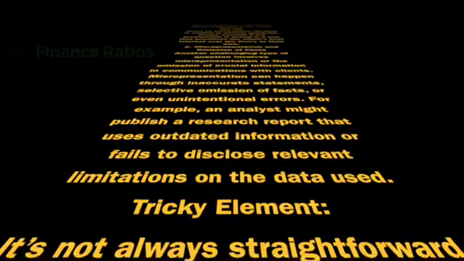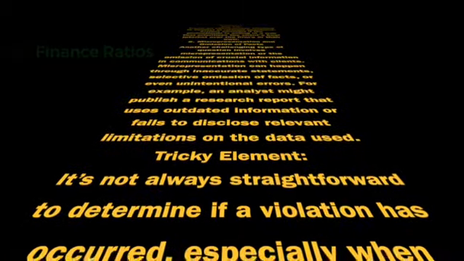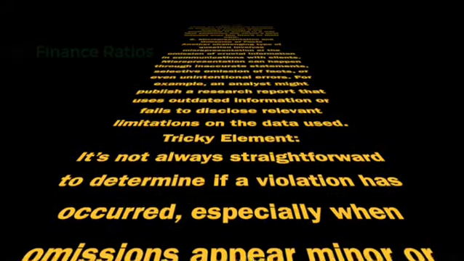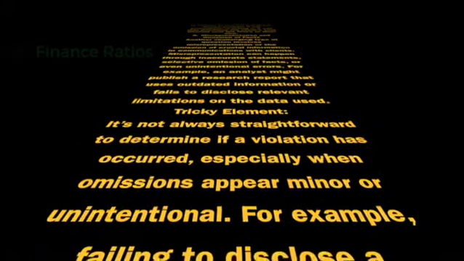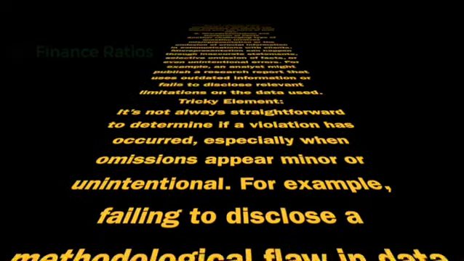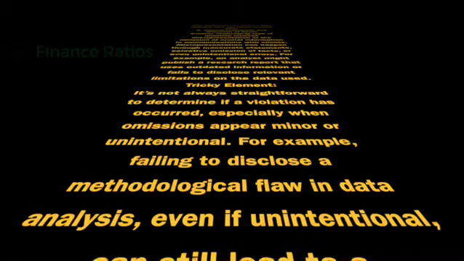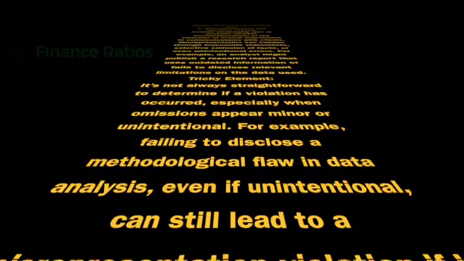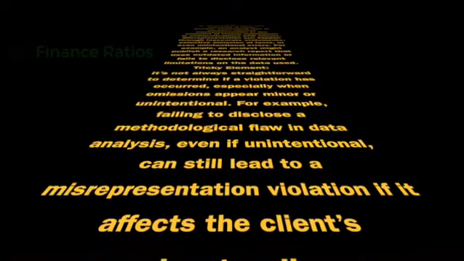It's not always straightforward to determine if a violation has occurred, especially when omissions appear minor or unintentional. For example, failing to disclose a methodological flaw in data analysis, even if unintentional, can still lead to a misrepresentation violation if it affects the client's understanding.